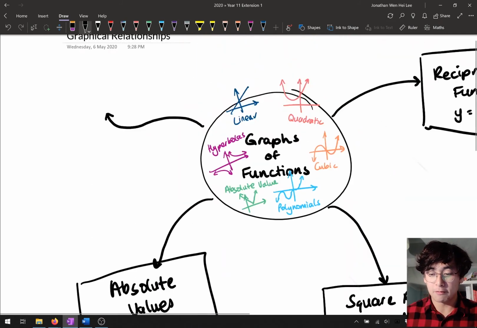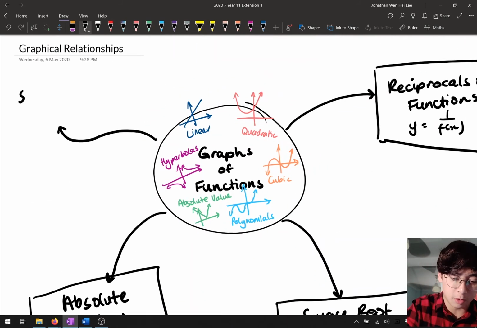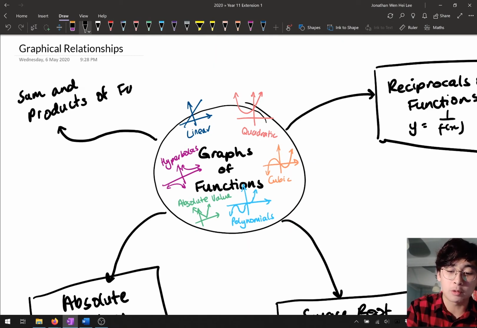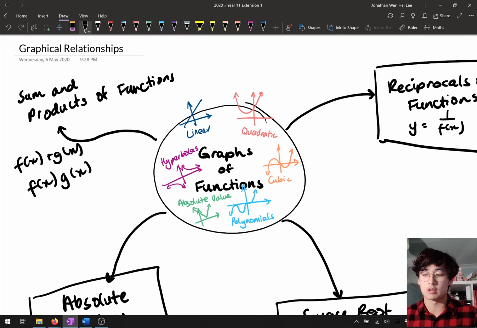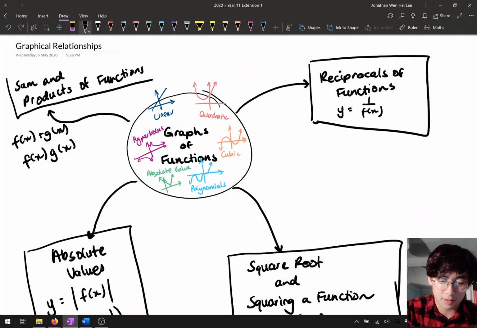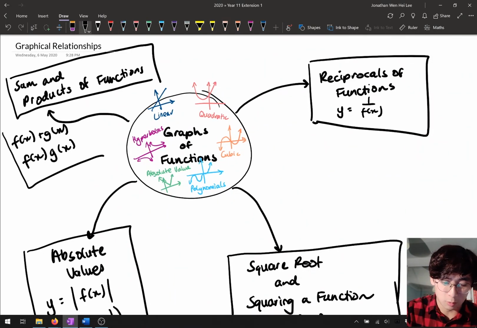The final type of graphical relationships that we're looking at is sums and products of functions. What happens when we multiply and add functions together? For example, f of x plus g of x and f of x times g of x. What happens when we graph that type of function? I don't have a box around here that fits all this. This will have to do.